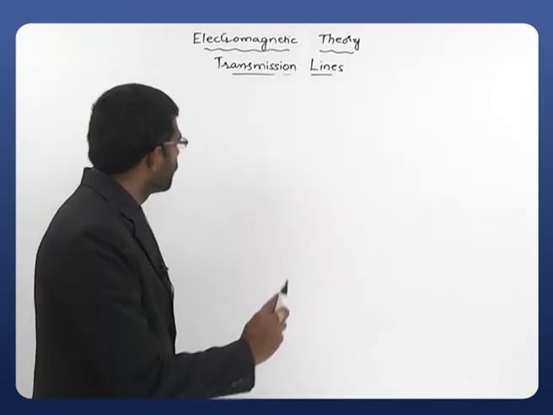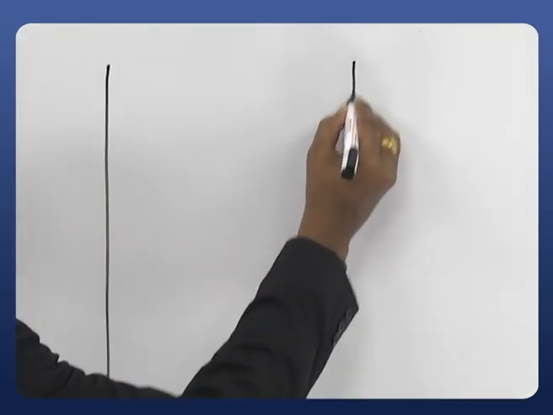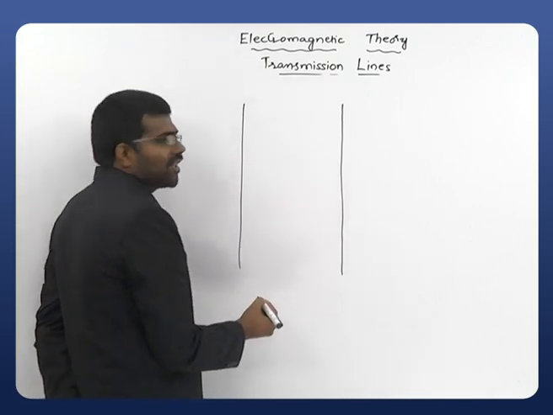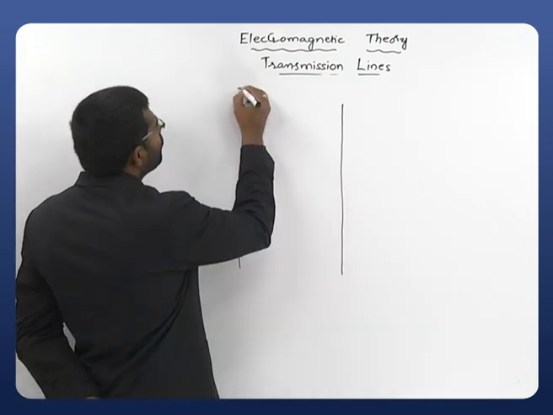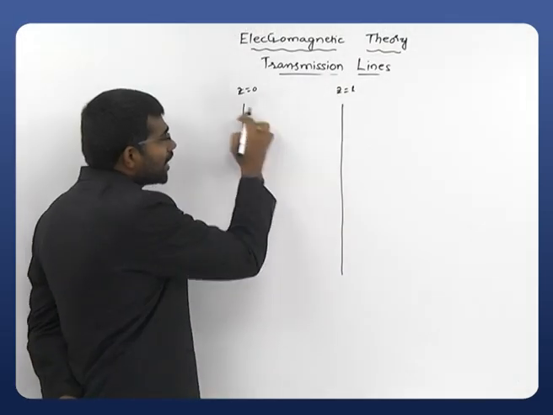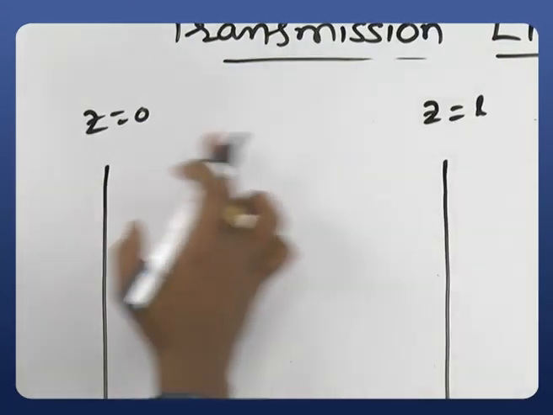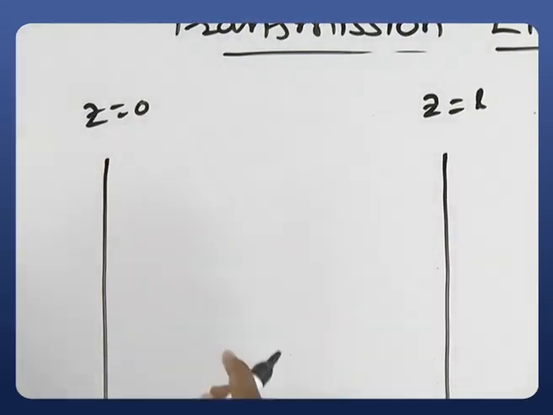Just observe what I am doing. Let us consider a transmission line which extends from Z equals 0 to Z equals L. This is the length of the transmission line, extended from Z equals 0 to Z equals L.